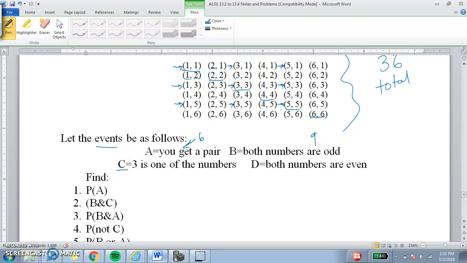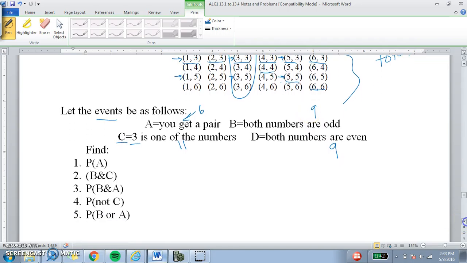Event C is that 3 is one of the numbers. Right here, we've got 6 options. 3 is one of the numbers, 6 ways here, and then I've also got 1 and 3, 2 and 3, 4 and 3, 5 and 3, 6 and 3. That's 5 more options because we don't recount the one we already counted. So we've got 5 options here and 6 options here, so in total that's 11 options. And then D is both numbers are even. This is going to be similar to both numbers being odd. If we count those up, 1's aren't going to work, 3's aren't going to work, 5's aren't going to work. There's going to be 3 options in each of these even columns, so that one's also going to be 9, just like both numbers being odd was 9.